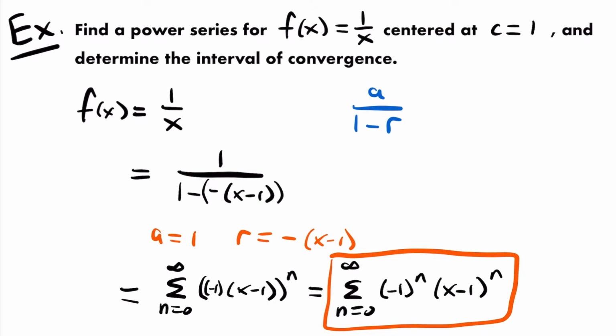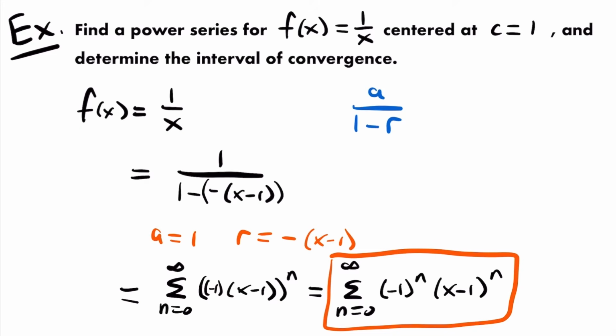All right, so we were able to manipulate this function by adding 0 to the denominator in the form of 1 minus 1, and then we were able to rewrite it into this form that could be rewritten as a geometric power series that then led us to our final answer of a power series centered at 1 that represents that function. Now, the only thing that we need to do yet is determine the interval of convergence.